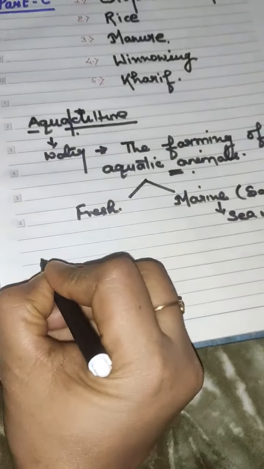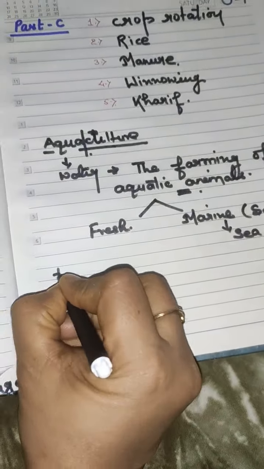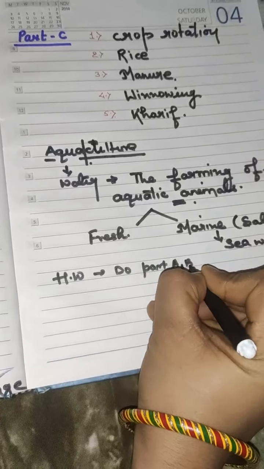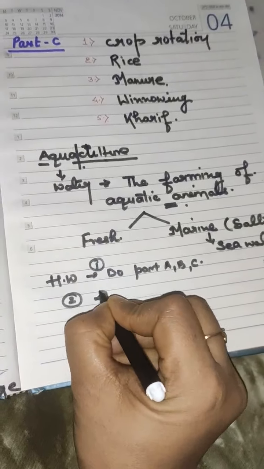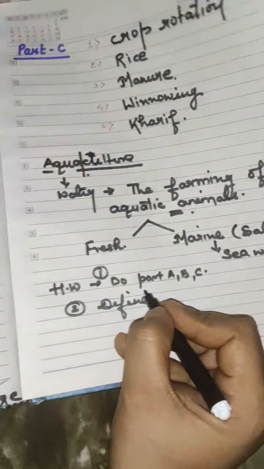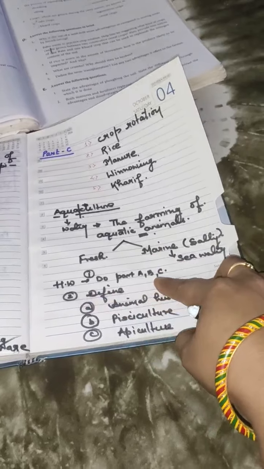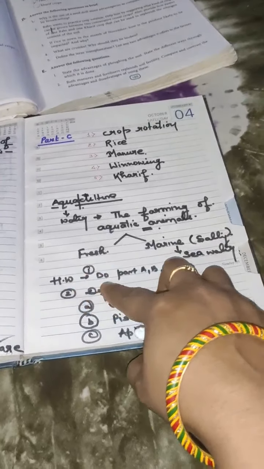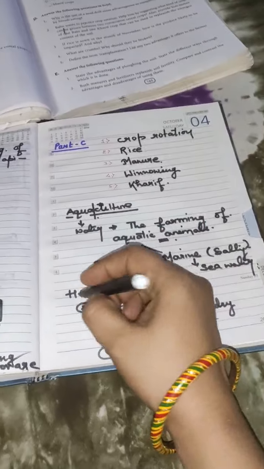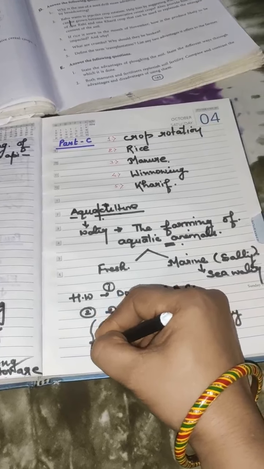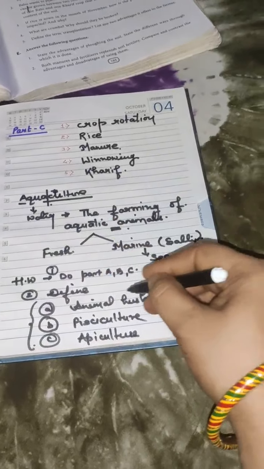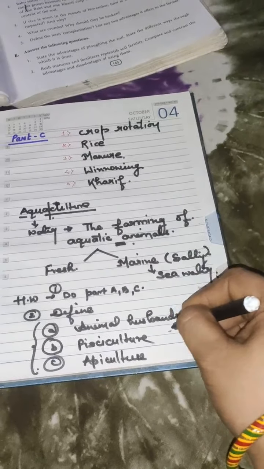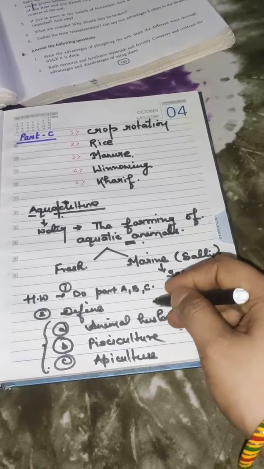Now your homework is to do parts A, B, C in your biology copy. This is the first question. Second question, do parts A, B, C in your copy. This is your homework. And these are the extra questions that you should write in your copy. That is, define animal husbandry, pisciculture and apiculture. Just write the definitions.